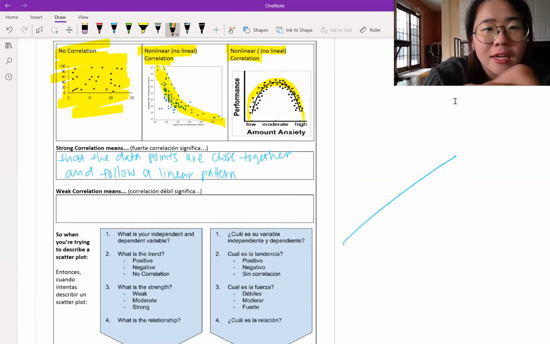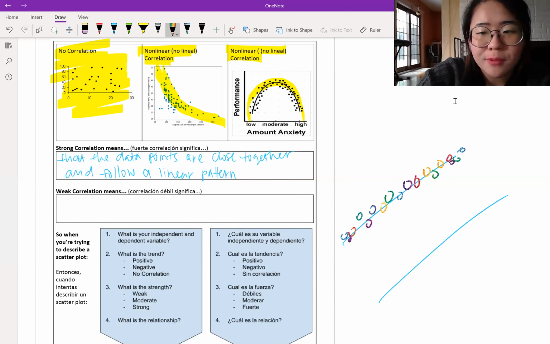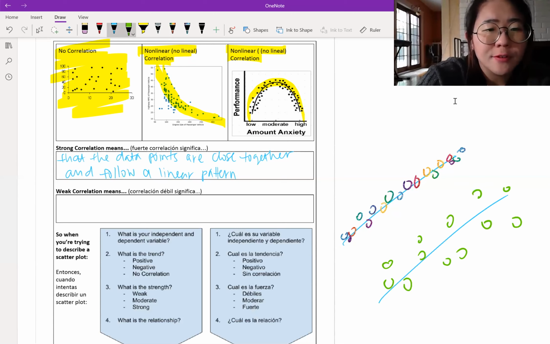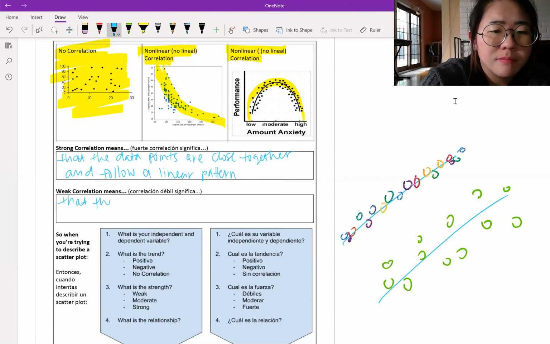If there's a line, however, and the data points are spread apart like this, actually, let me use a different color. Let's use green. If it's spread apart like this, it means it's not as strong, it's weaker. So the definition for a weak correlation means that the data points are more spread apart.